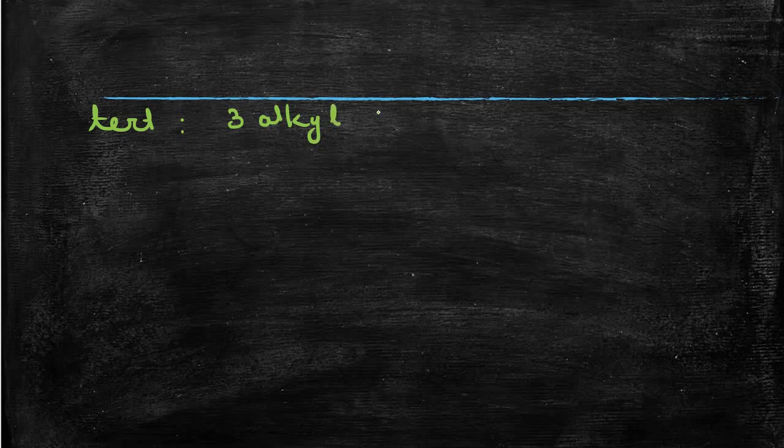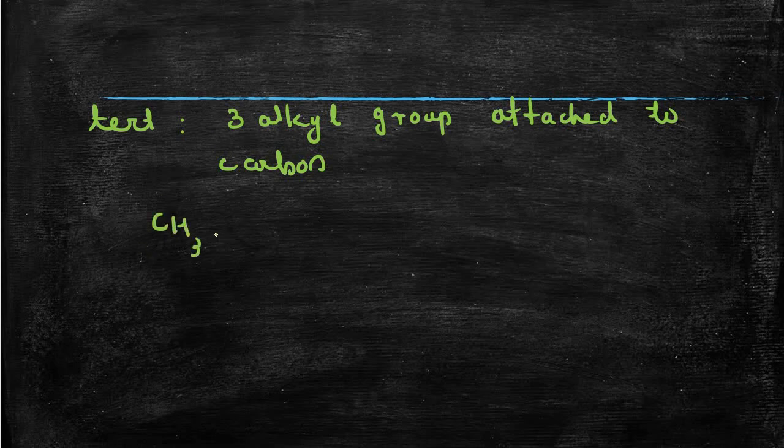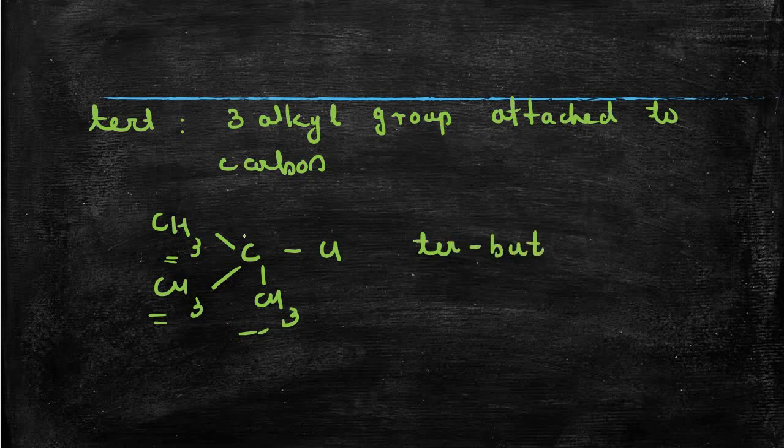Now the word tertiary is used when there are 3 alkyl groups attached to a carbon. When 3 alkyl groups are attached to the carbon, we call it tertiary. For example, you can see here (CH3)3CCl. Here there are 3 alkyl groups attached to a carbon. So in this case, the name for the compound will be tertiary. How many carbon atoms are there? 1, 2, 3, 4. So the name will be tertiary butyl chloride. Hope this much is clear.